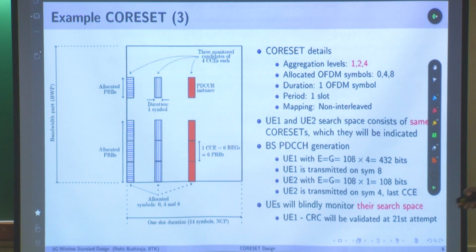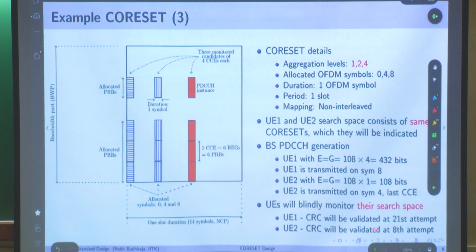These 3 different aggregation levels are defined, but finally at which aggregation level data is being sent, that is blind decoding, right. See how interesting it is. The user has only been told about this search space and the aggregation level, okay.